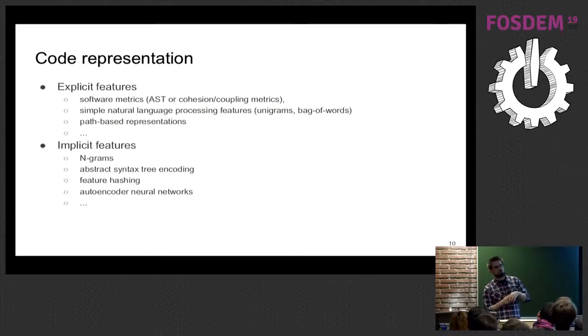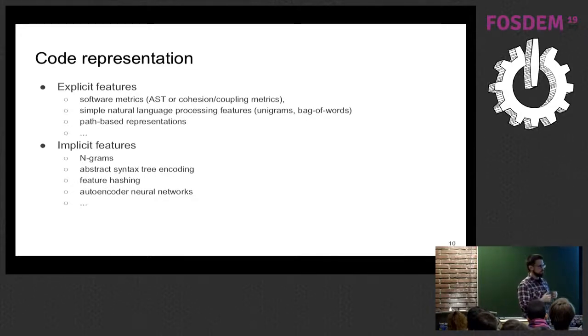Speaking about code representation, it's really a hot research topic right now. But basically, all these approaches fall into two categories. The first one is explicit features, basically software metrics like the height of the AST or cohesion and coupling metrics, and some natural language processing features like bag of words or their derivatives. These features are very descriptive. So you just look at the vector value that you've got, and almost always you have a good hypothesis on what's wrong with this code and why it was considered an anomaly, which is very good.